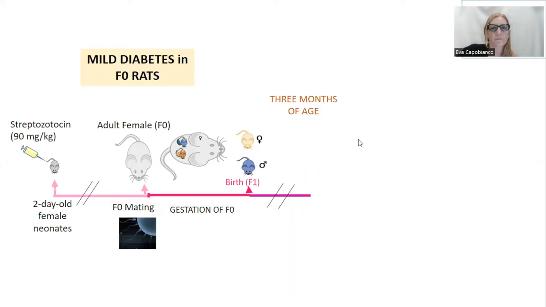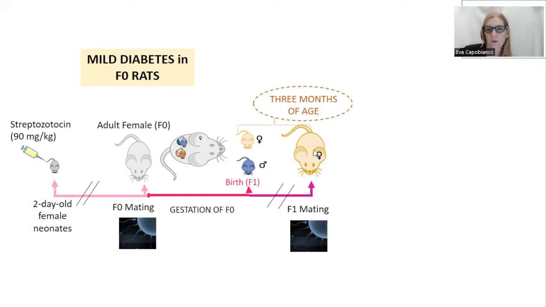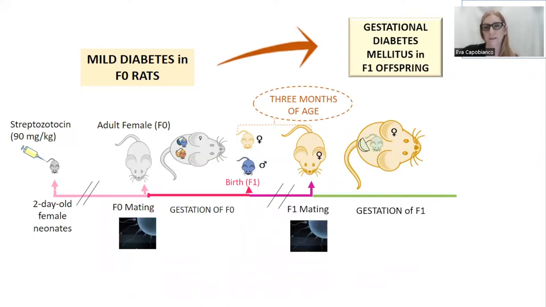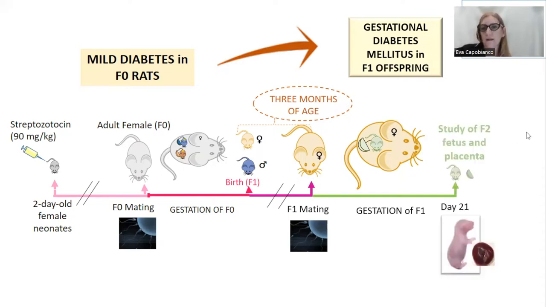Then we continued our studies, thinking that if the offspring of mild diabetic rats have increases in the levels of glucose at the age of 5 months, we wondered what would happen if we mated a female offspring at the age of 3 months, when they were normoglycemic. So we mated this female offspring with control males, and we observed that by the end of the gestation, these rats developed gestational diabetes mellitus. So we studied the F2 fetuses and placentas at day 21 of gestation.